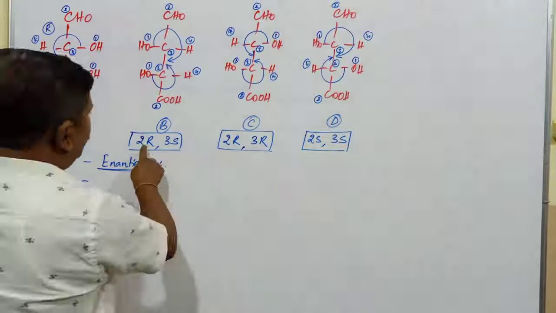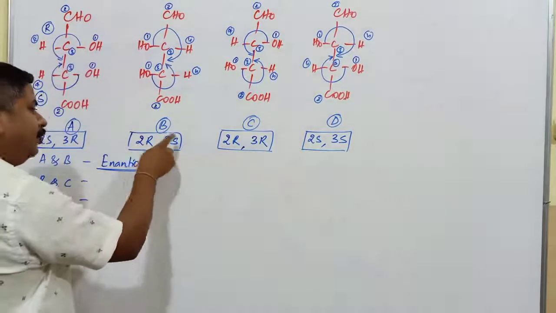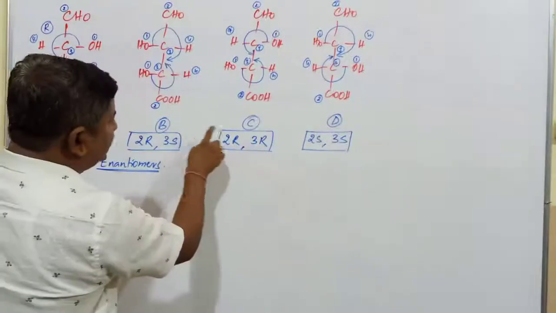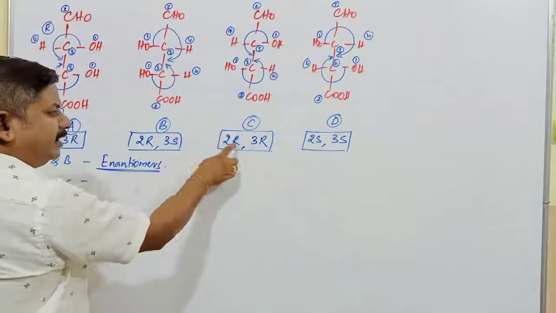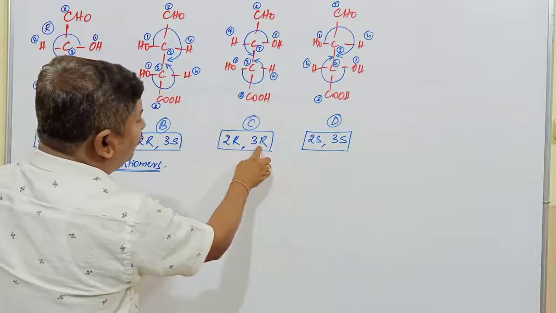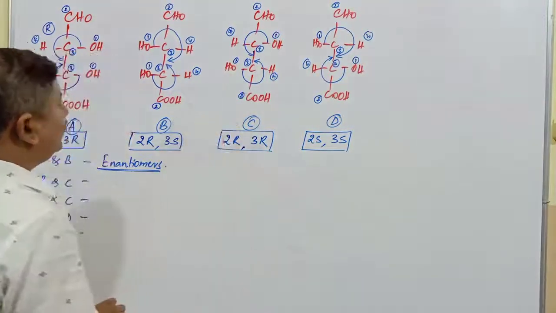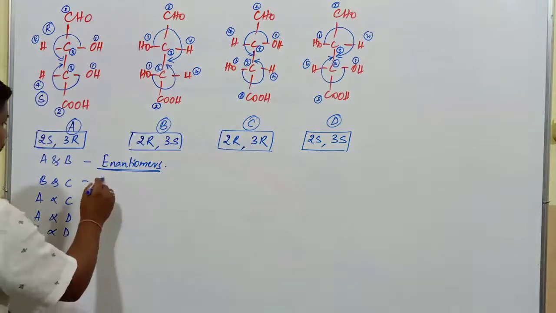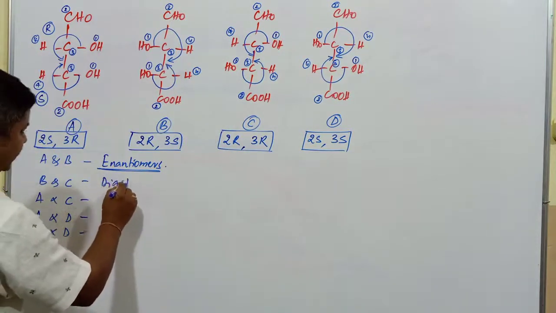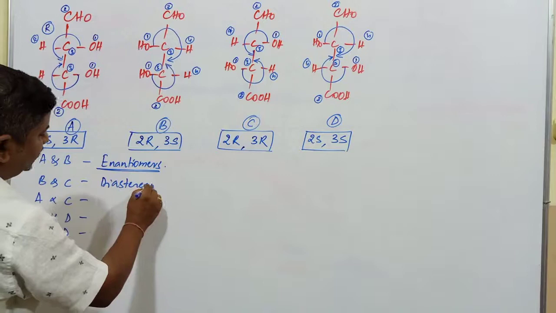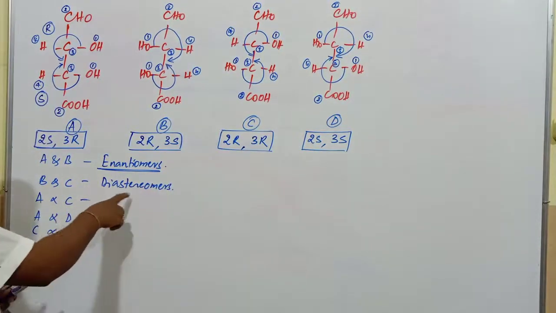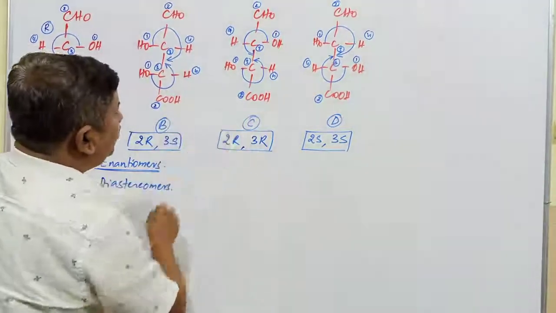So when both groups are converted completely, then it is called enantiomer. Here 2R is converted into 2R, it remained as it is, but S is converted into R at the third carbon atom. Because of that reason, these corresponding compounds are definitely called diastereomers. What are diastereomers? Those are stereoisomers, and they are not mirror images of each other.